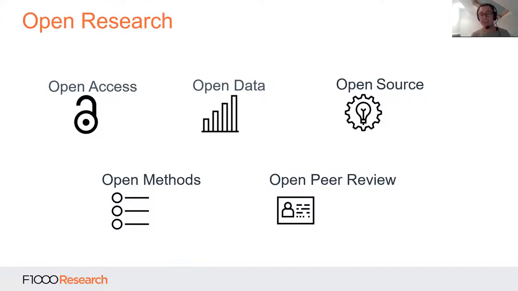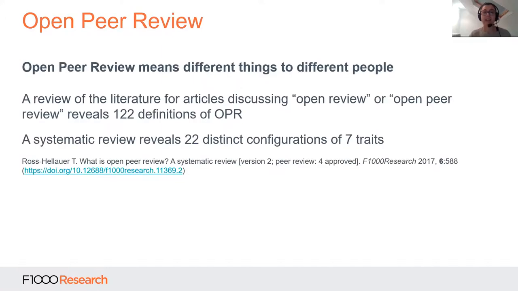Thirdly, similarly with data, we also encourage that people open technologies and make their technologies open for people to use. Again, with methods, we have the method article type that you can use, but also in your research article, making sure that the method is detailed enough that someone can come along and reproduce what you've done. The one that I'm really going to talk to you about today is the open peer review side of it. Before I really get into it, I need to flag up that open peer review means a lot of different things.